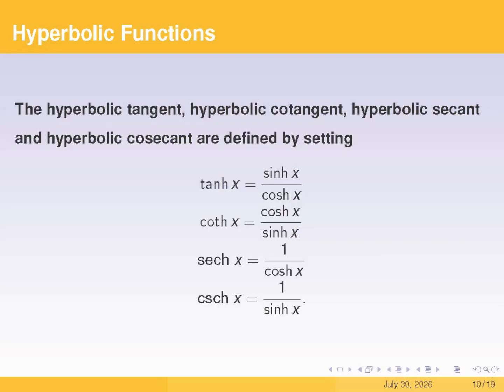By analogy with standard trigonometric functions, we can define the other hyperbolic functions. For example, just as the standard tangent function is the sine function divided by the cosine function, the hyperbolic tangent function is defined as the hyperbolic sine function divided by the hyperbolic cosine function, as shown on the third line. The remaining three hyperbolic functions can be defined similarly, as shown on the screen.